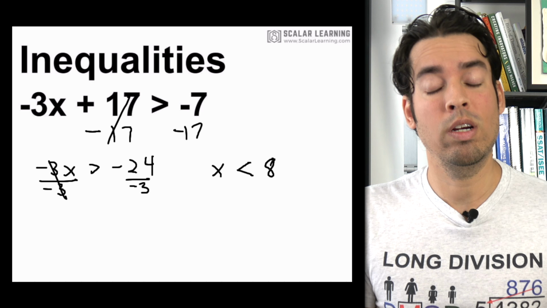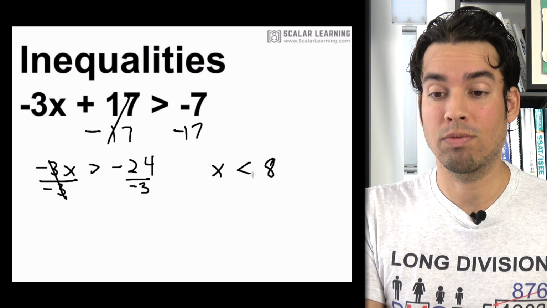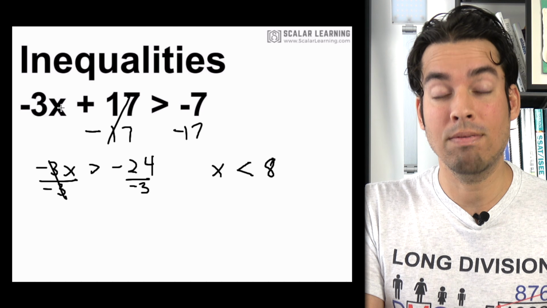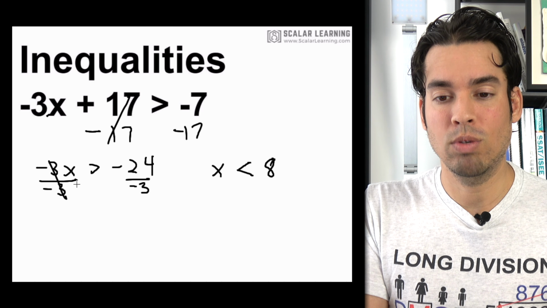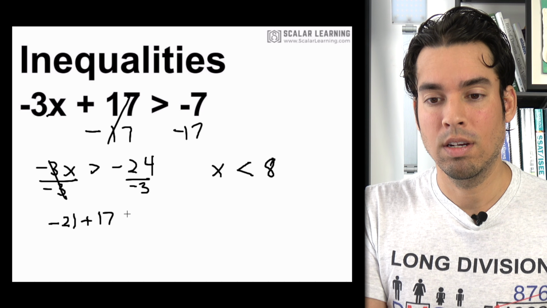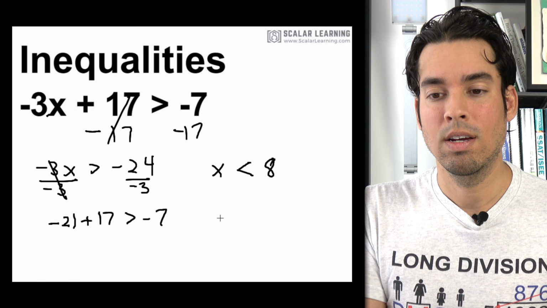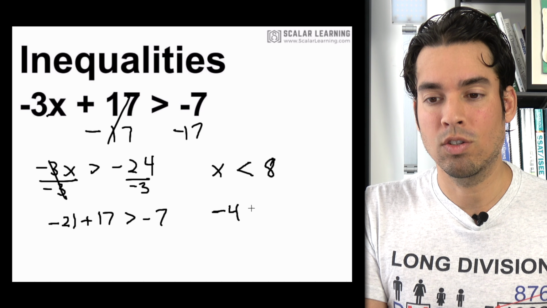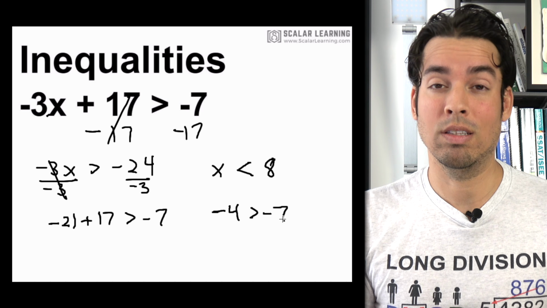Now that might seem a little weird, but then you can try values out and plug them back in, and you'll see that it actually works. So for example, if I plug in a 7 here, I should get a true statement. So if I plug in a 7, that'd be negative 3 times 7, which is negative 21, plus 17 is greater than negative 7. What's negative 21 plus 17? That is negative 4 is greater than negative 7. Guess what? That's a true statement. Therefore, we know we've done this correctly.